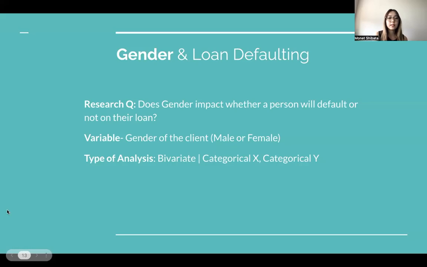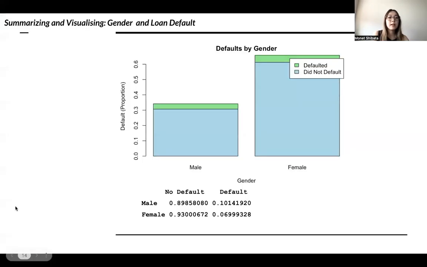And then for the next variable, we looked at gender with a research question of does gender impact whether a person will default or not, looking at male or female, with a bivariate analysis of a categorical X and categorical Y. To summarize, we looked at this stack bar plot of those who defaulted by gender, and you can see from the proportion, there's a greater proportion of females who did not default, and there are more males who defaulted on their loan.